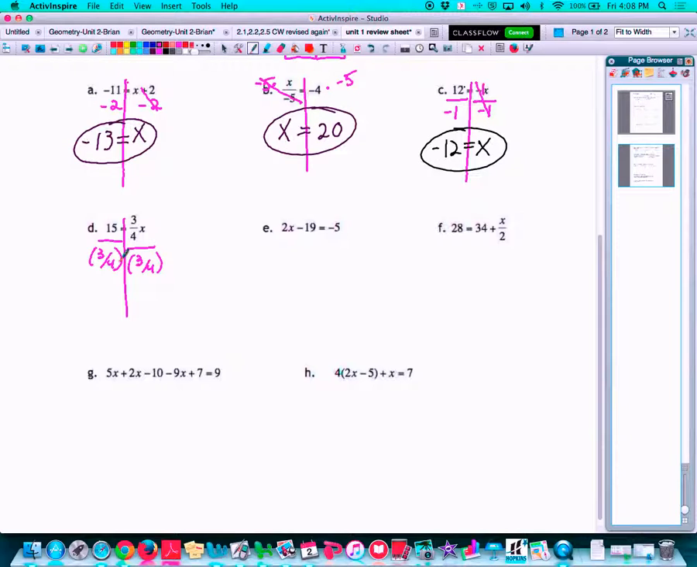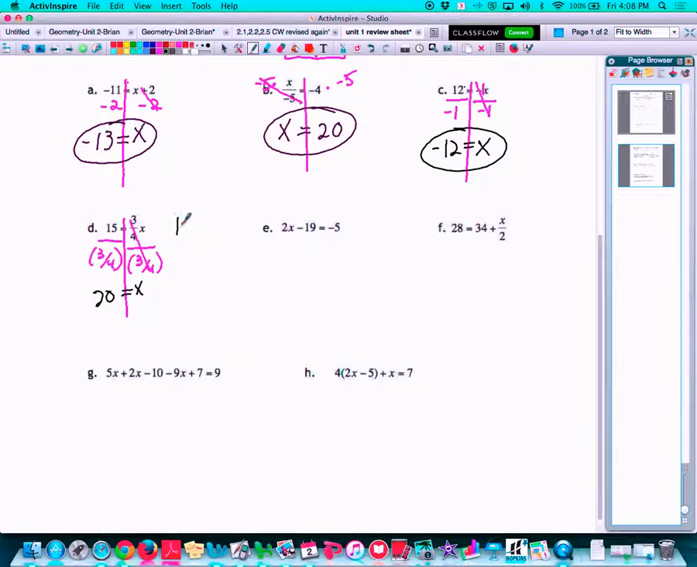And when you divide 15 by 3/4, you can type that into your calculator, and you get an answer of 20. So that cancels it out here, bring down what's left. x is equal to 20.